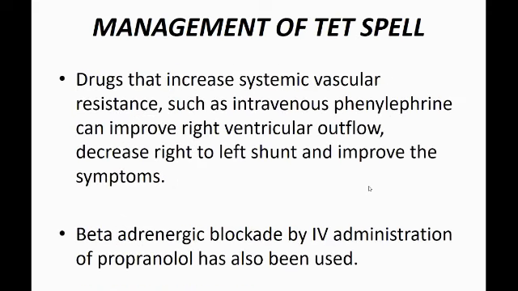Okay, during that, to increase systemic vascular resistance, there are certain medications used to manage this TET spell. These medications are phenylephrine, which is a vasopressor drug and basically improves right ventricular outflow. It increases systemic vascular resistance and decreases right to left shunting of blood, and this is how it improves symptoms. We can also use beta-adrenergic blocker drugs, for example propranolol, which decreases the spasm and severity of infundibular stenosis and helps in reverting the TET spell.